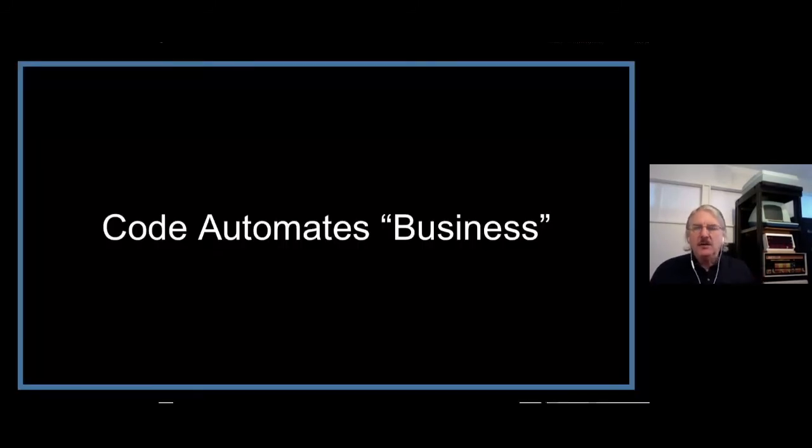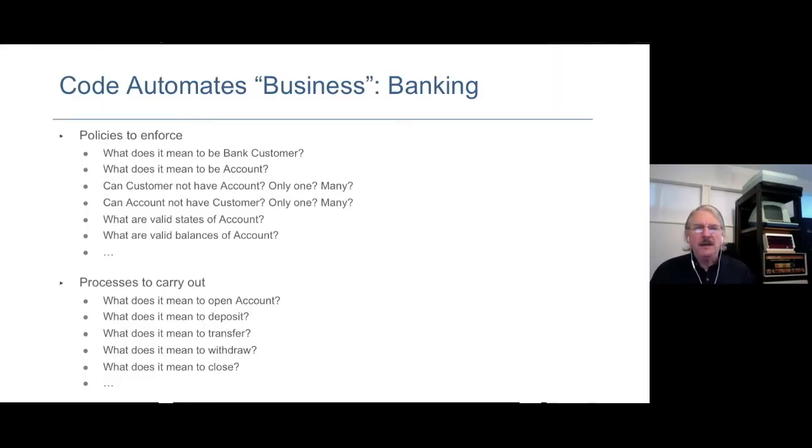And so, as I said, code automates business. And so for any non-trivial software, we can talk about what is the business being automated? What is the semantic that's being automated? And so as a simple example, if banking is the business, then there are a set of policies in banking software. What does it mean to be a bank customer? What does it mean to be a bank account? Can I have a customer without an account? Can I have a customer with many accounts, or can a customer only have one account?